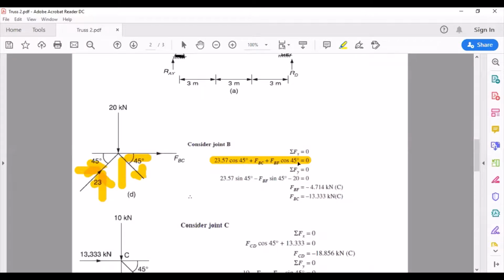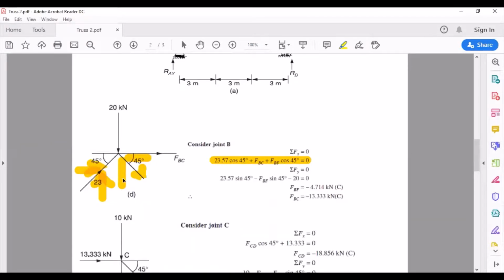So that is sigma Fy. How many verticals do I have? I have 1 vertical, 2 and 3. So 20 kilonewton acting downwards, minus, next, the vertical component of this 23.57 upwards. The component is 23.57 sine 45, upwards, positive.